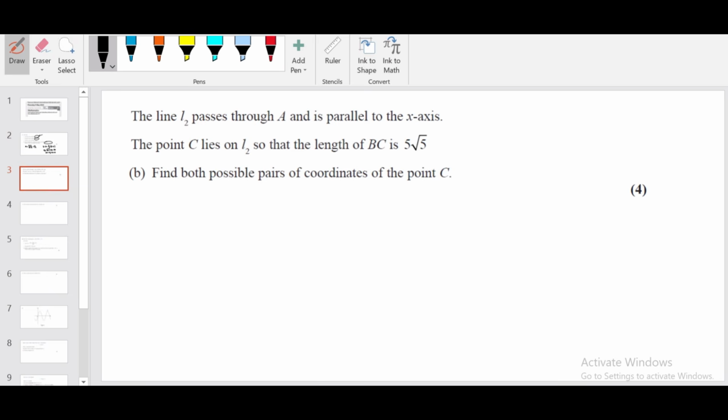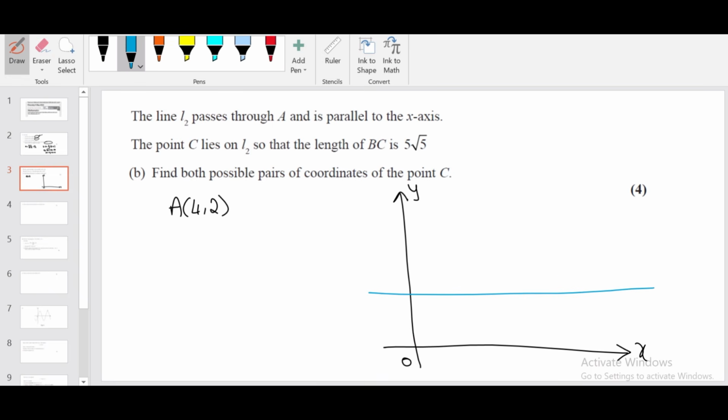Now they are talking about another line L2 that passes through A. A is the point 4, 2, and the line is parallel to the x-axis. This is the x-axis, origin, y-axis. If a line is parallel to the x-axis, the equation of the line should be y is equal to k, where k is this point. Since it passes through A of 4, 2, let's say 4 is here, 2 is here. This point is definitely 2, so the equation of the line L2 is y is equal to 2.